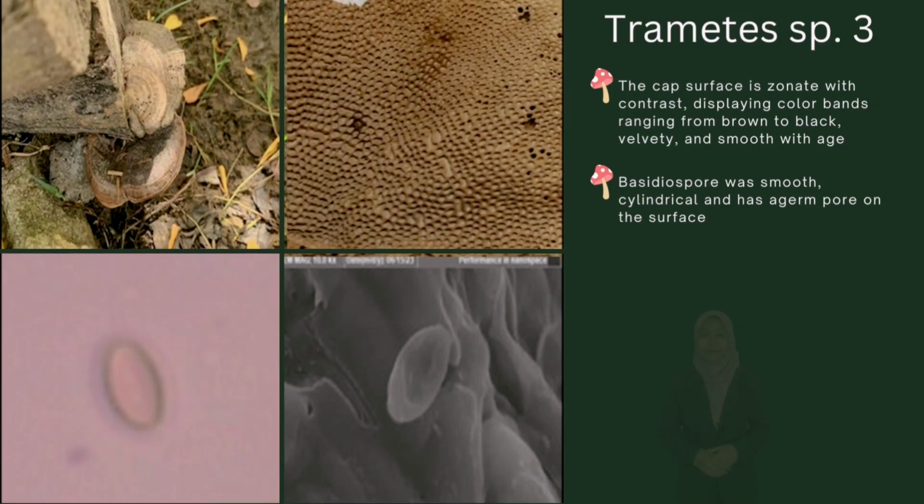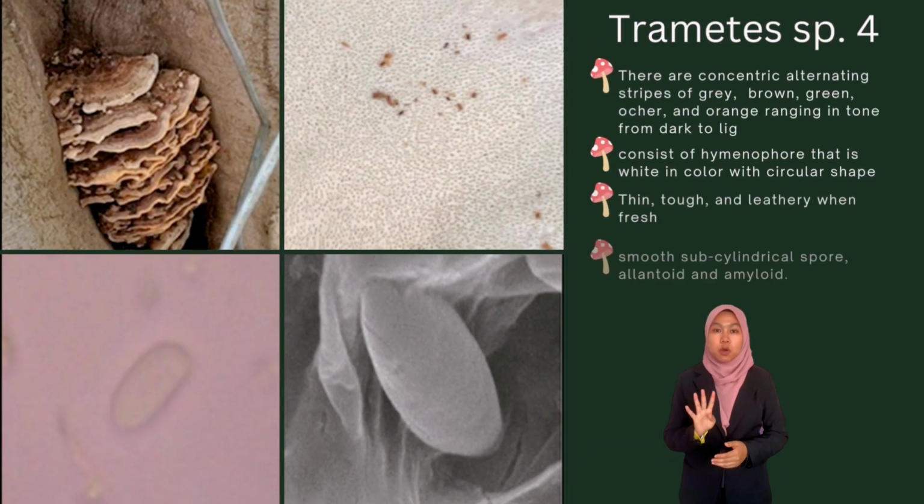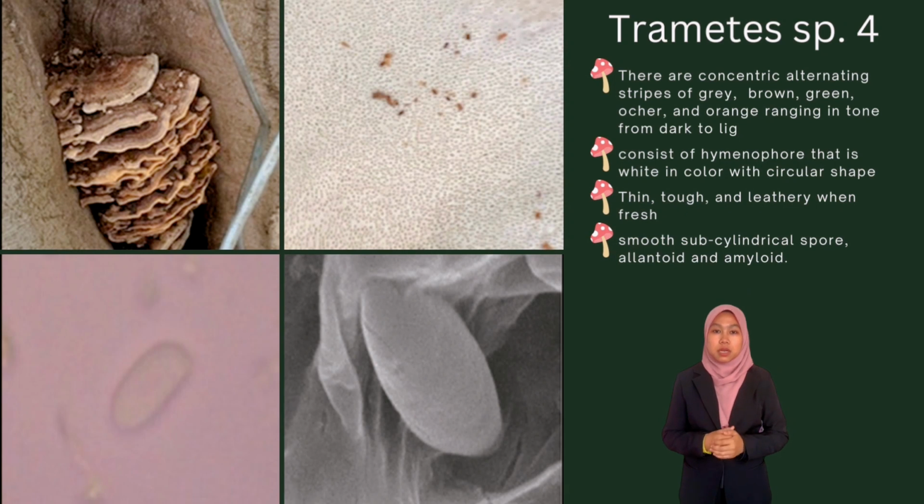Okay, last is Trametes species 4. They are concentric alternating stripes of grey, blue, brown or green, ochre and orange, ranging in tone from dark to light. Sessile, attached directly to the substrate, consists of hymenophore that is white in color, small in size and circular in shape, thin, tough and leathery when fresh.